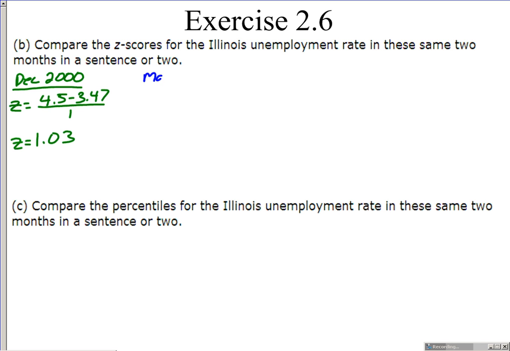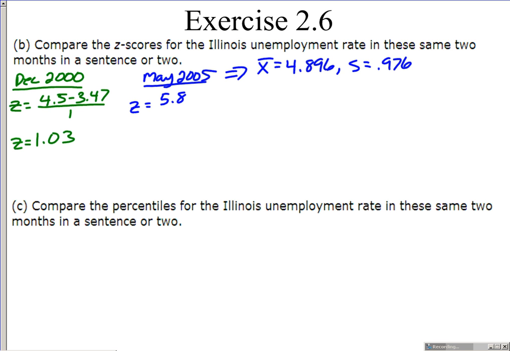In May of 2005, first of all, some information that was given in the previous problem that you need to know here is that for May of 2005, the mean value was 4.896. Standard deviation was 0.976. So for Illinois in May of 2005, if we want to find the z-score, I'm going to take the Illinois value, which is 5.8%, minus the mean value of 4.896, divided by 0.976, and we get a z-score of 0.93.